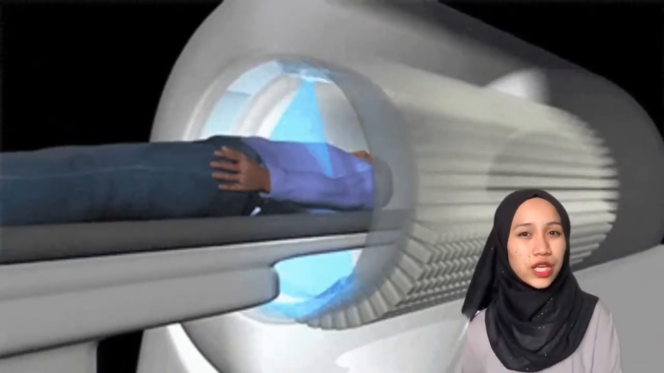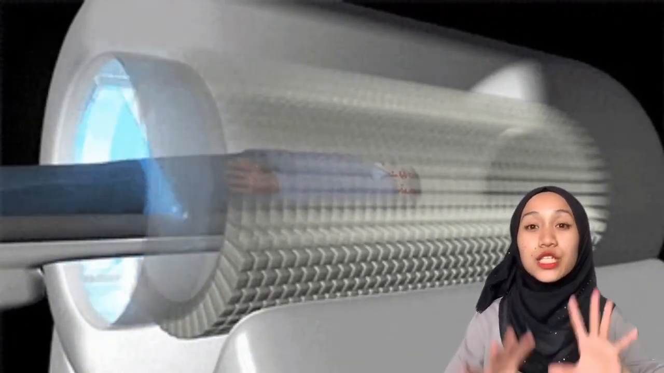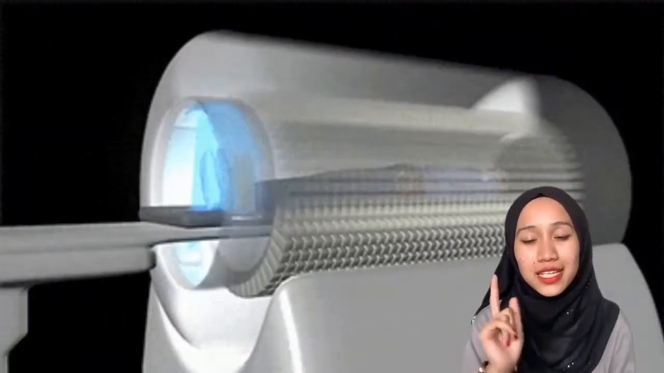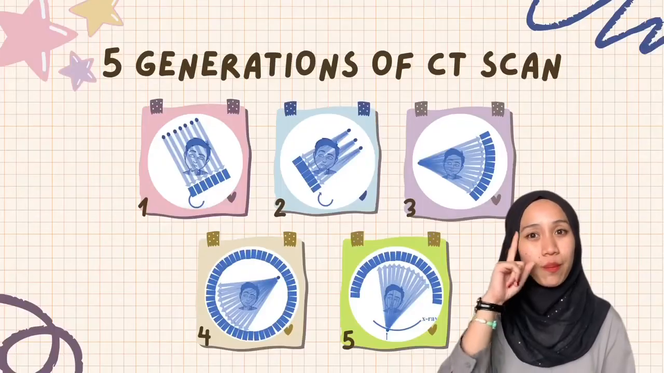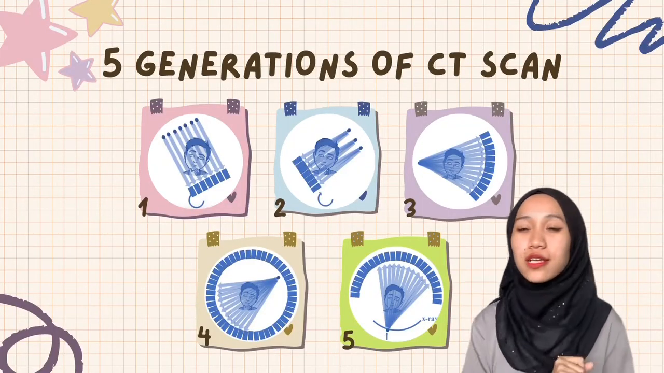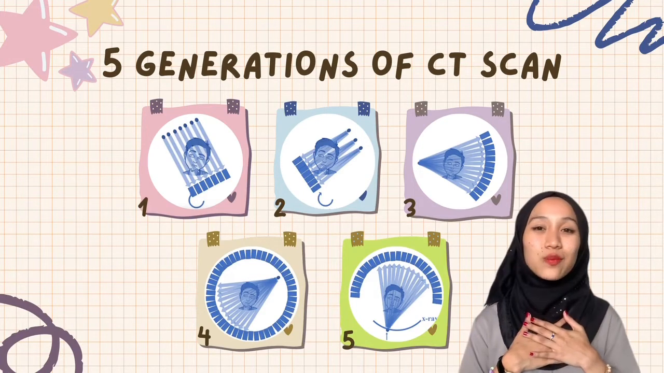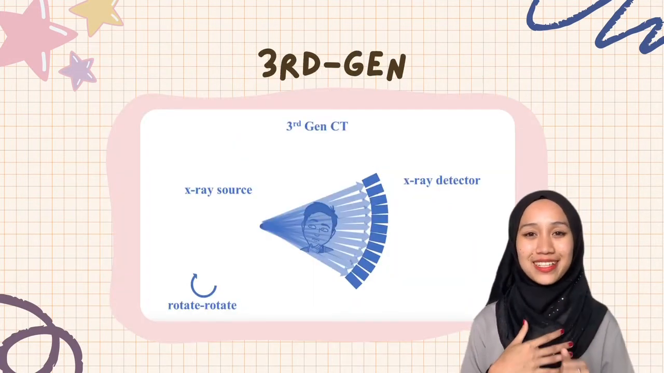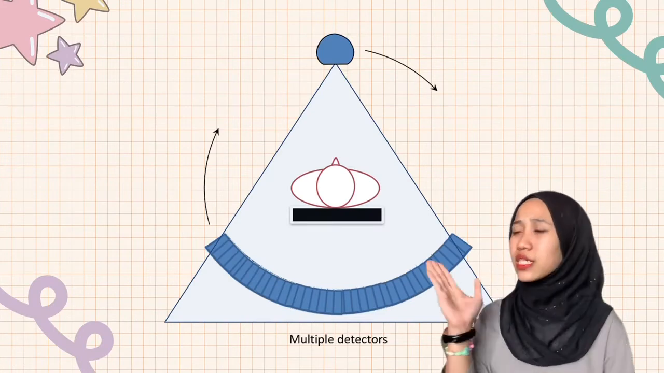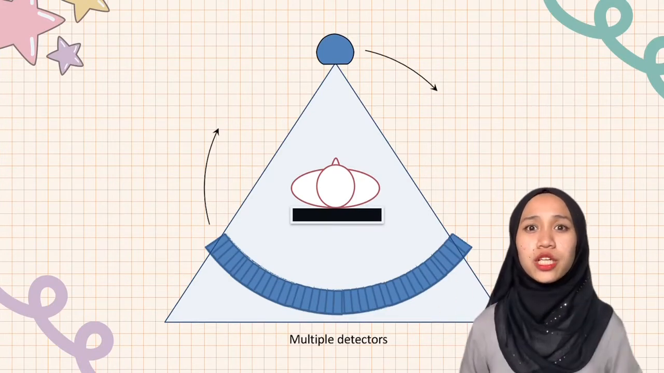Computed tomography, also known as a CT scan, displays more information than a standard X-ray. Bear in mind that we have 5 generations of CT scans, but in this video, I will just explain the 3rd generation. As you can see, this picture shows the 3rd generation.